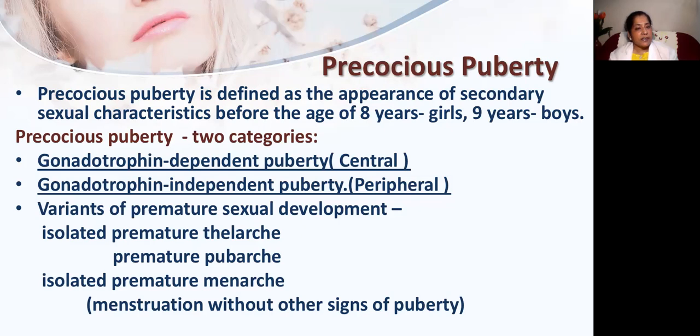There could be variants of premature sexual development in the form of isolated premature thelarche, isolated premature pubarche, and isolated premature menarche. By this, we mean menstruation without other signs of puberty. So, if any of these developments occur alone, then they are isolated features or they are variants.